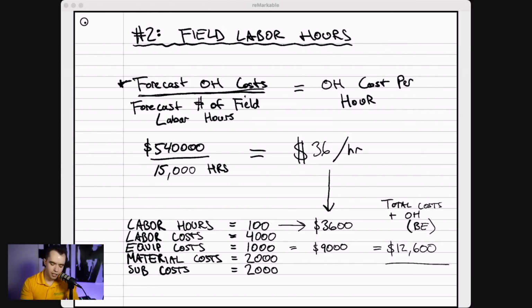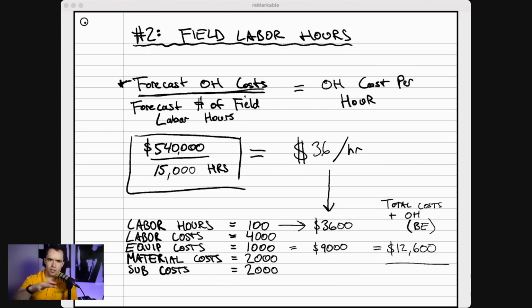So let's just say, for example, that we assume that our overhead cost for this fictitious business is $540,000 for the year. Okay, that's right here. And we're going to assume that we have 15,000 hours that are going to be out in the field for the crew that is working. That could be what, like 7, 8, 9 employees potentially. So if you take the math, 540,000 divided by 15,000 hours in the year, I'm just using the year. You could do monthly, you could do quarterly, etc.